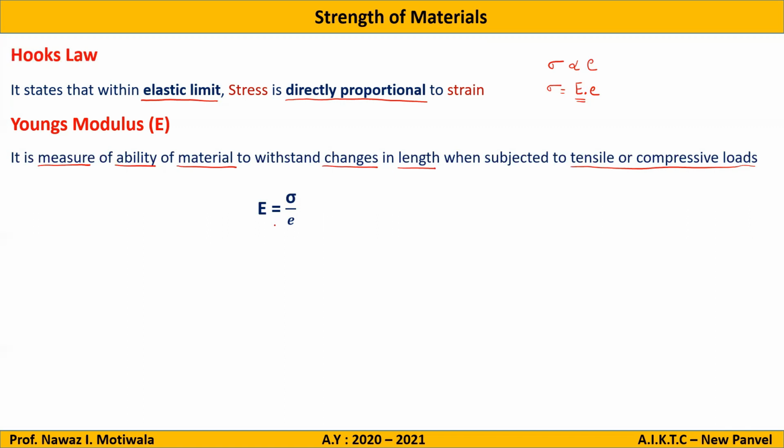The next type of modulus is known as the rigidity modulus, that is G, and is given by the relation G is equal to tau, that is shear stress, divided by shear strain. What is it here?